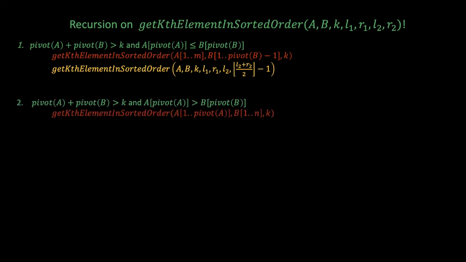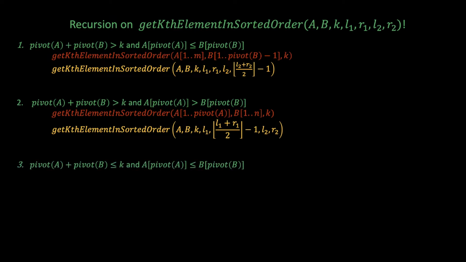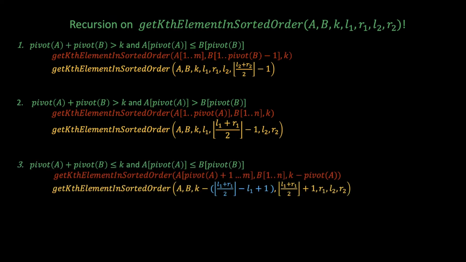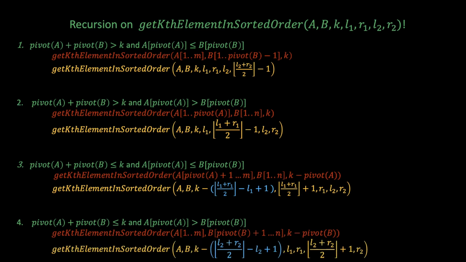Here's how to do it. Notice in the last two scenarios that instead of subtracting pivot of A or pivot of B, we're deleting the number of elements from the left pointer to the pivot element, which is at the middle of the array. Take a few minutes to digest the recursive definition.